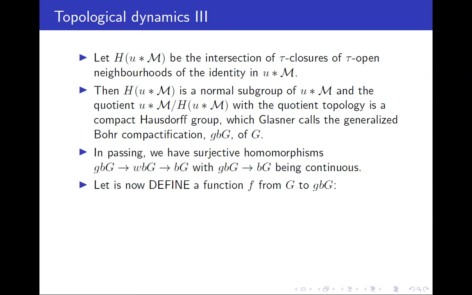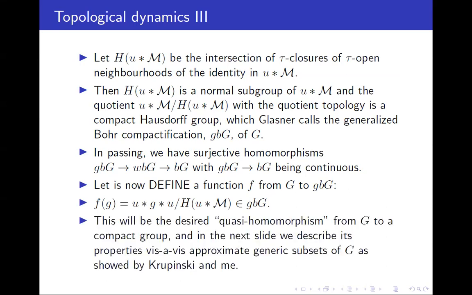Let's now define a function. So I have this new compact Hausdorff group. Let's define a function f from the group G to this GBG, this generalized Bohr compactification. It just takes f of g, as you take u star, u is this special idempotent, u star g cross u star, this is going to be in u star n, right? But just the image, after quotienting by that normal subgroup. This is the desired quasi-homomorphism from G to a compact group. This is the compact model.